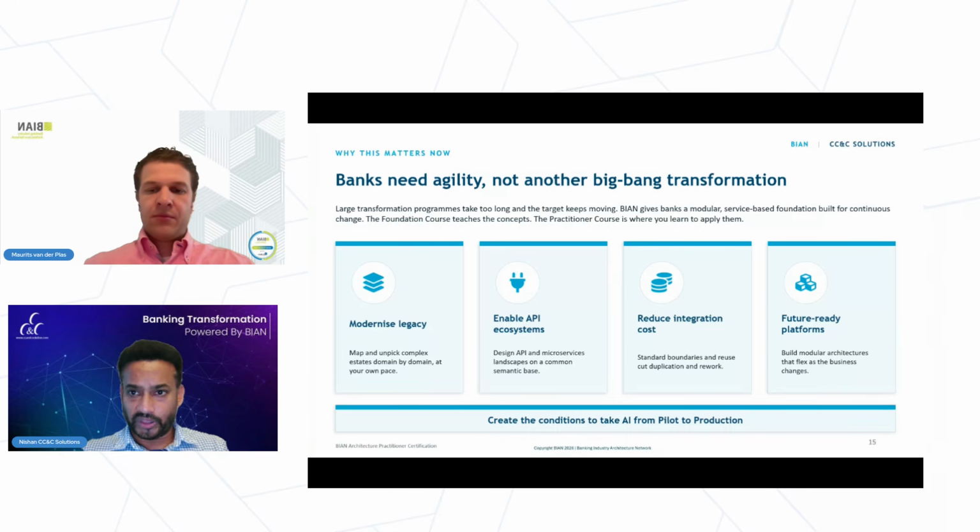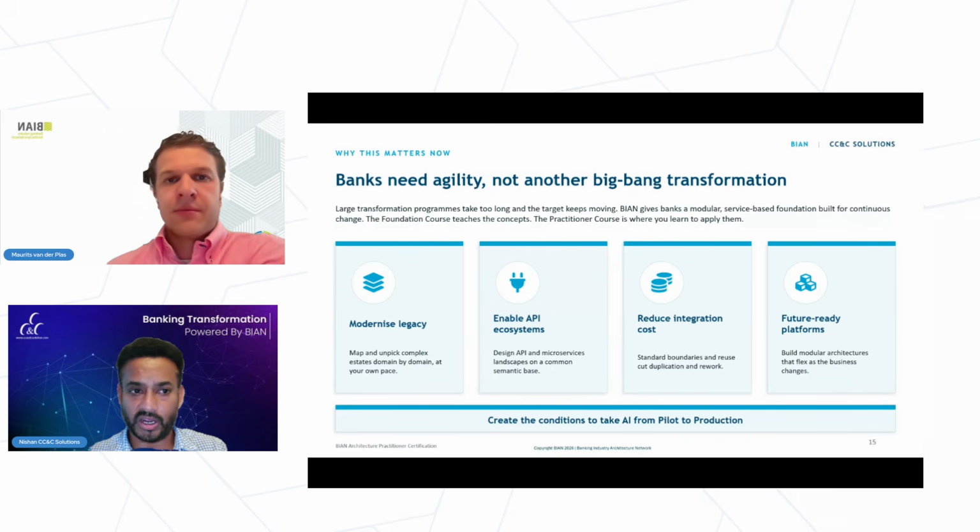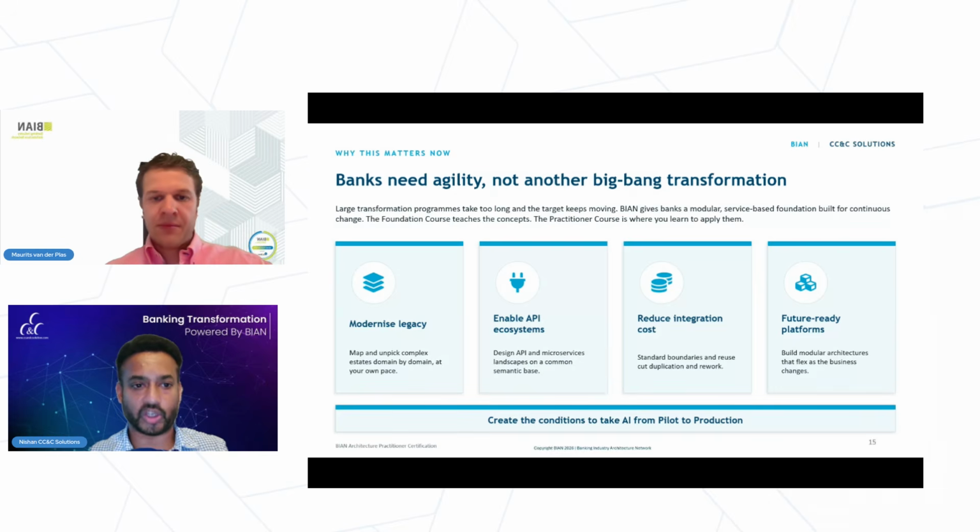So, as with all things, it's really important to begin with the why, so you know why you're doing what you're doing. And the why for BIAN has never been more important than today, right? So we know that things are moving faster and faster in the world in general. We know banks in particular really need to bring agility into the DNA of how they work. And gone are the days where you can just spend years and years doing these big bang transformations and taking forever to shift the dial. Those days are long gone, right? Agility is the key to survival. And so what BIAN gives you, regardless of your transformation agenda, is a modular service-based foundation, and it enables a shift to continuous change.